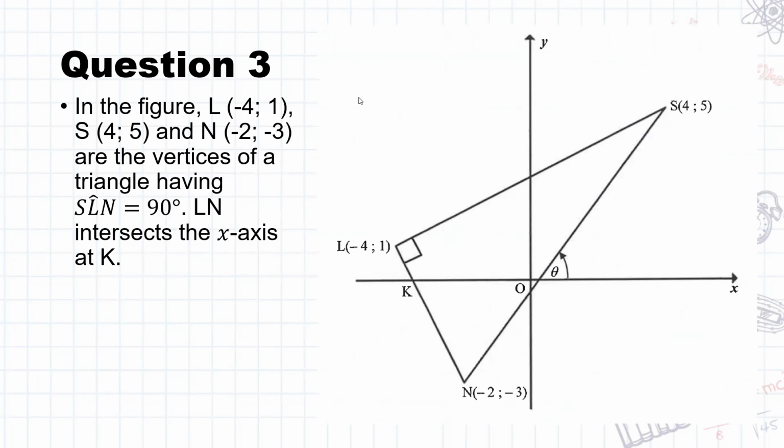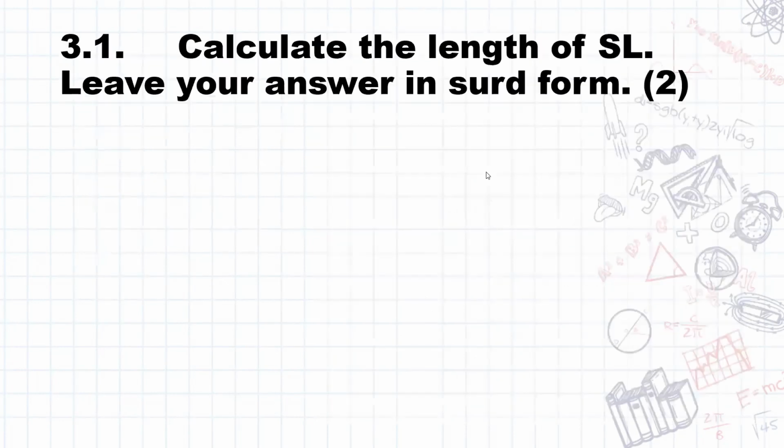Okay, so here in the figure, you've got L, which is (-4; 1), S, which is (4; 5), and N, which is (-2; -3). And these are the corners of a triangle which has an angle SLN of 90 degrees. Then it says LN intersects the x-axis at K. So K is over there. All right. So it says calculate the length of SL and leave your answer in surd form.